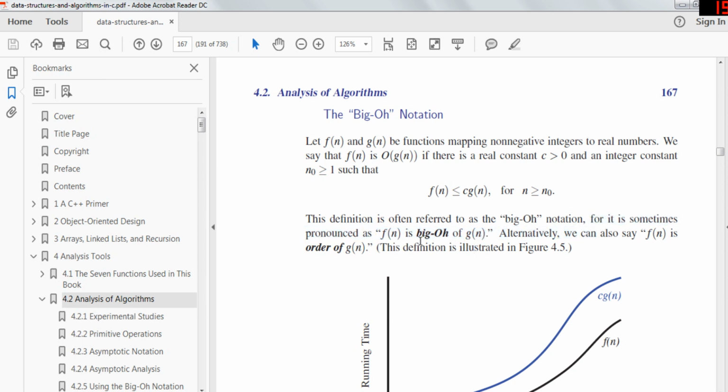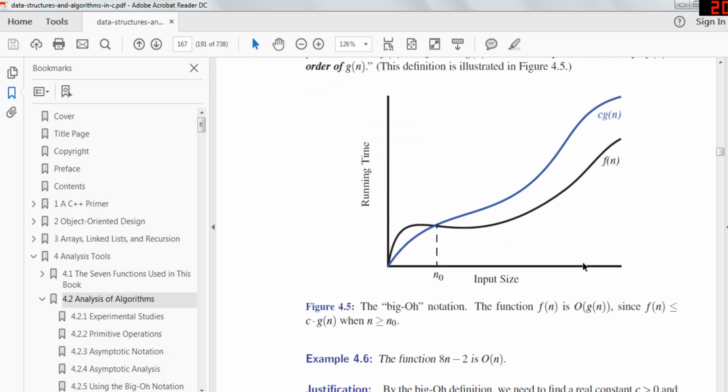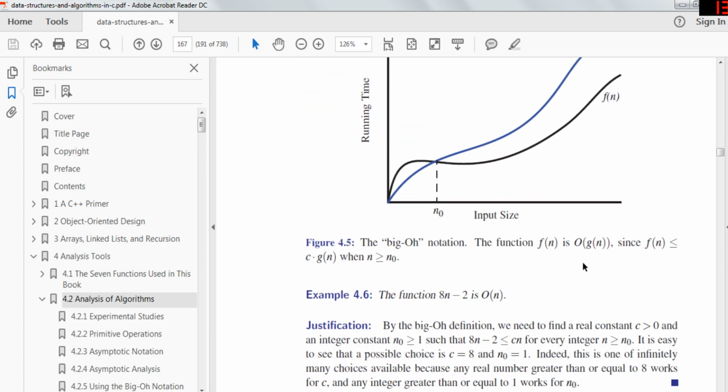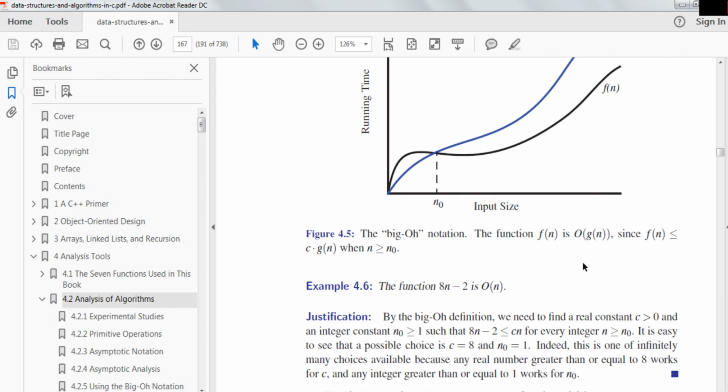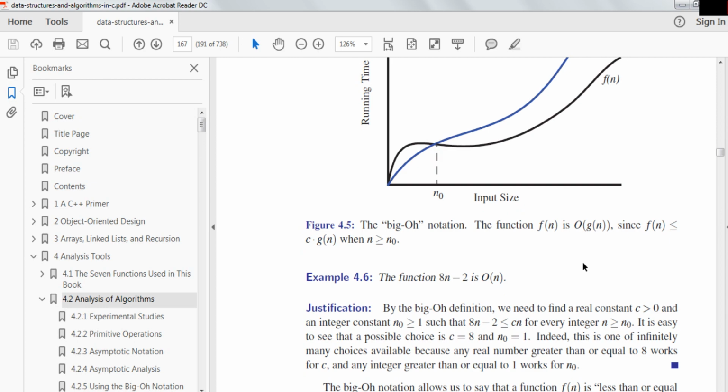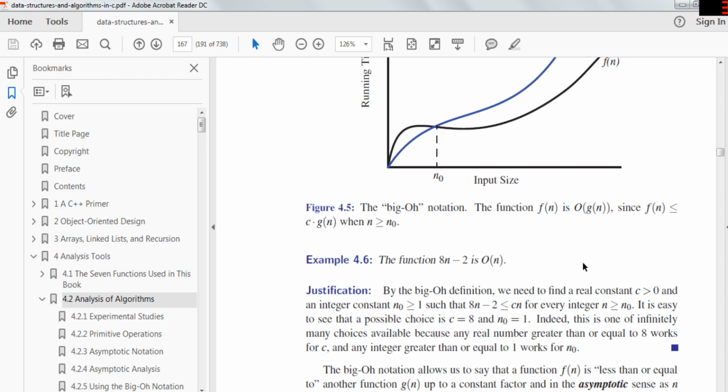It is sometimes pronounced as big O of g of n. Alternatively, you could say that f(n) is of order g(n). Big O notation: the function f(n) is O(g(n)), since f(n) is less than or equal to c times g(n) when n is greater than or equal to n0.